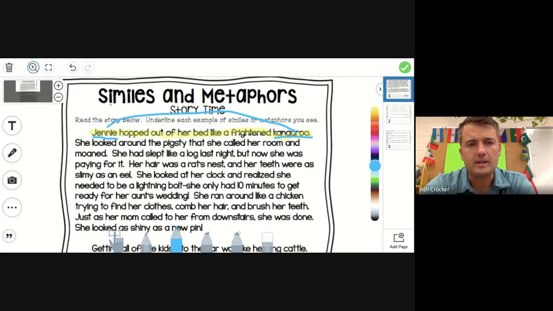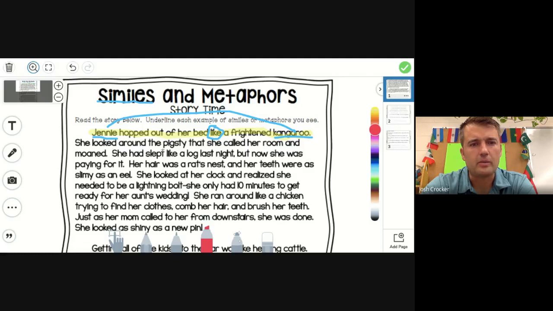Now, the reason that this is a simile and not a metaphor is because we compared the two of them using the word like. So, "Ginny hopped out of her bed like a frightened kangaroo." What we're doing is we're just describing the way that she hops, and we're doing that by comparing her to a kangaroo to paint a picture. Okay? So let's move on now. Next sentence.